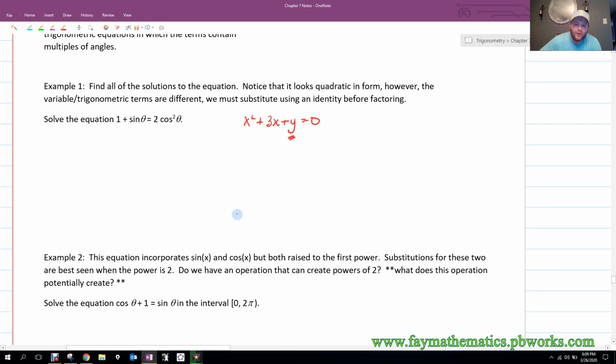where I don't know what that is, I wouldn't know how to factor this. So we run into an issue because we have two variables here. That's really what's going on here, we've got a sine of theta and we've got a cosine squared theta. That's problematic. So what we want to try to do is, if possible, substitute one of these, okay? And usually you're going to look for the one that is of a higher degree.